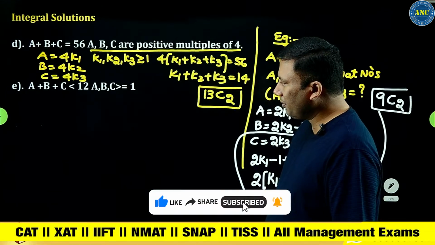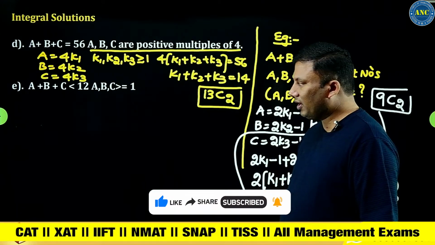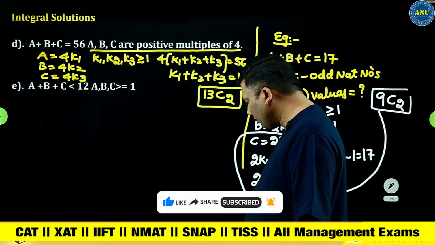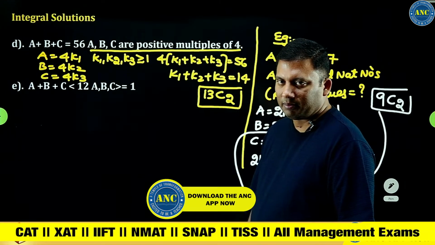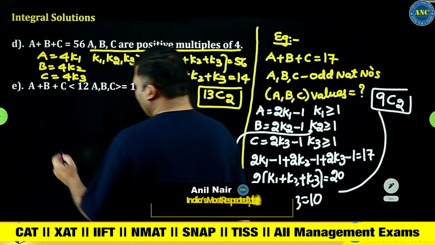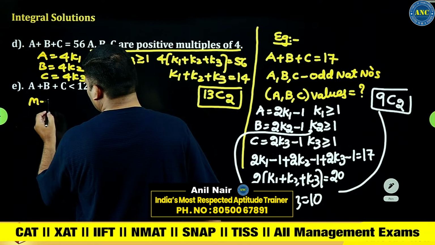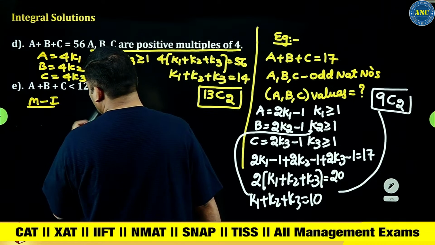A plus B plus C is less than 12, with A, B, C greater than or equal to 1. There is a traditional method and an optimal method. Method 1. Listen carefully.